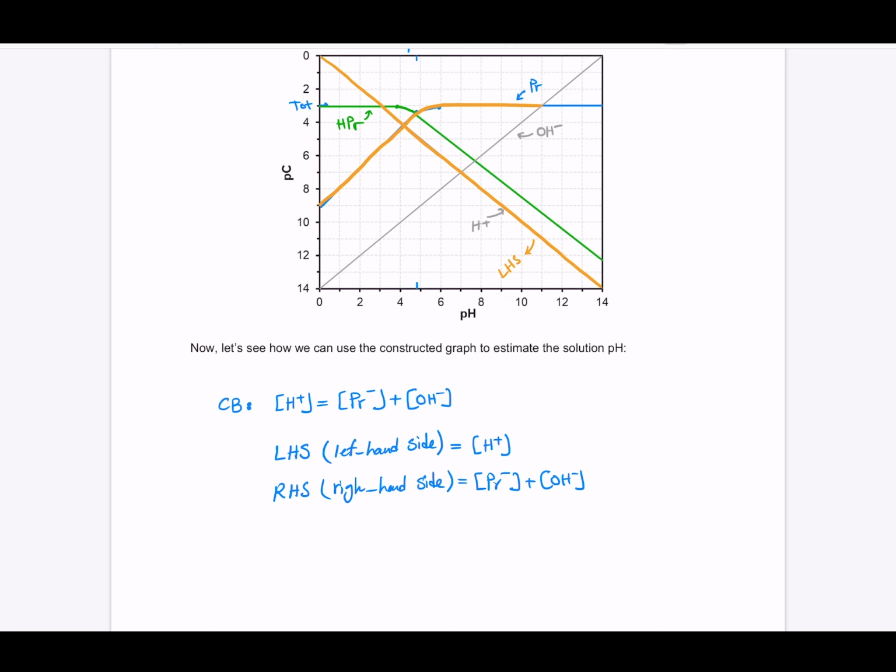At this point, the OH line is bigger. So the combination follows the bigger value. So this would be our right hand side of the charge balance. Or if you want to be more accurate, this graph follows something like this.